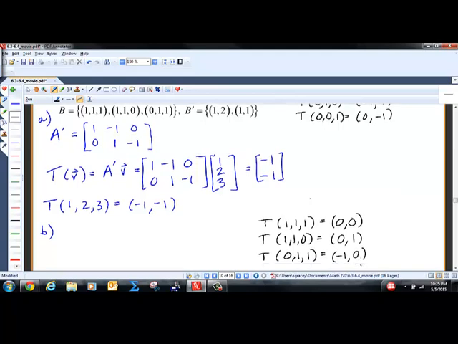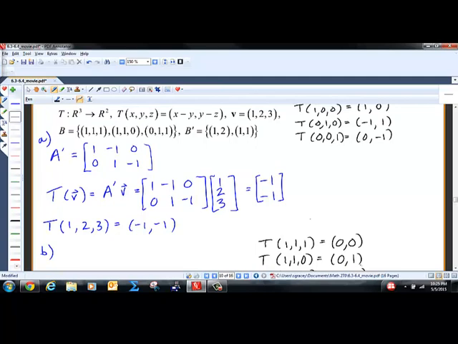So now let's think about this, because in order to get A, we're going to need to write this as a linear combination. So we need to look at the vectors in B prime. So we have (1, 2) and we have (1, 1). And we need to write the vector (0, 0) as a linear combination of these vectors. All right. So the coordinates will give us the numbers we need for the matrix A, the standard matrix A. So let's do it.